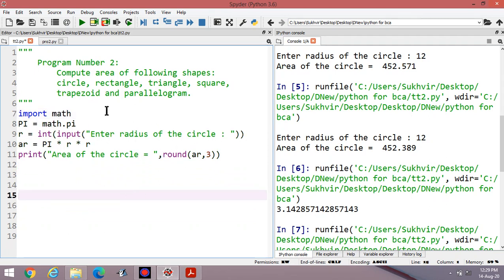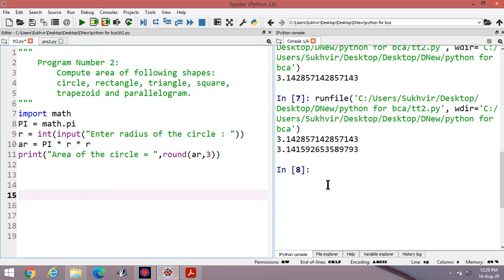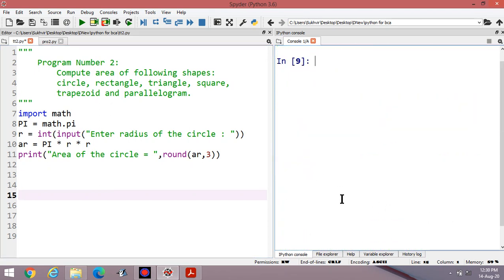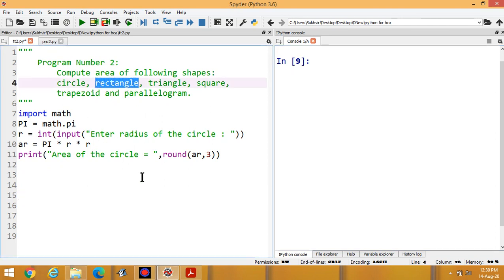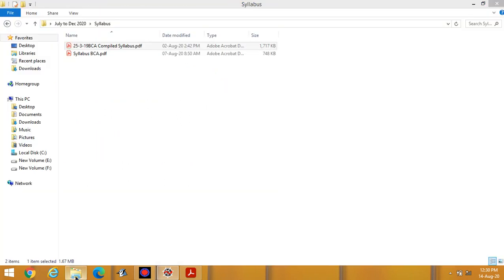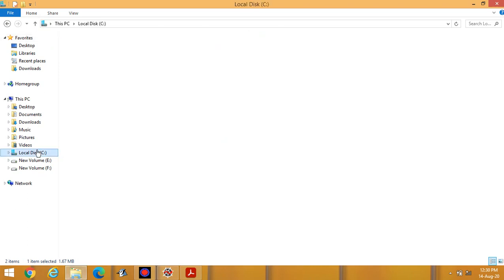Now the second one. Second one is the area of rectangle. To find the area of the rectangle, we have to enter two sides. First is to understand the area, all the areas. Let us check the detail of formula. First of all, you should know about the formula.